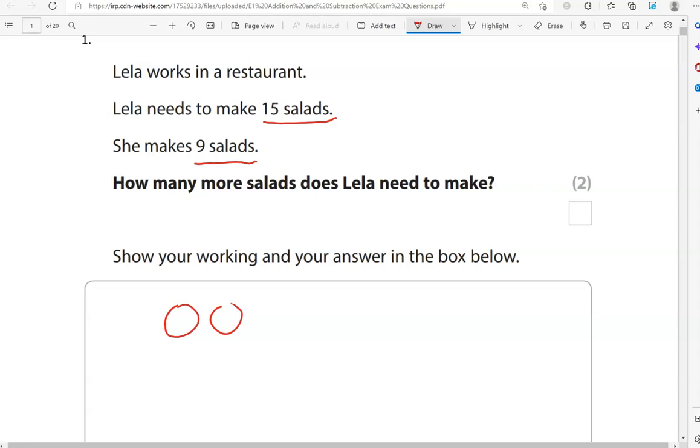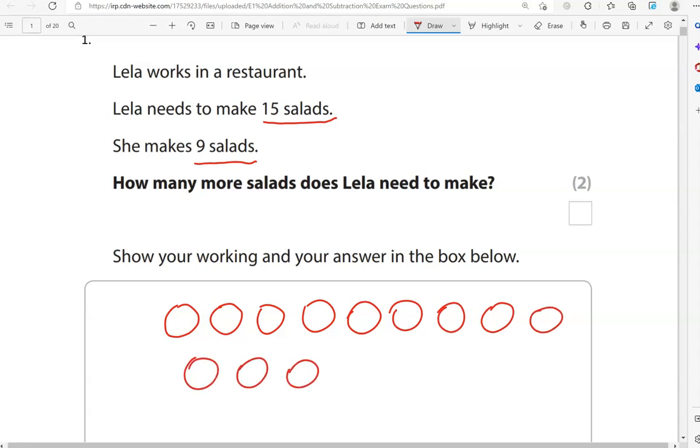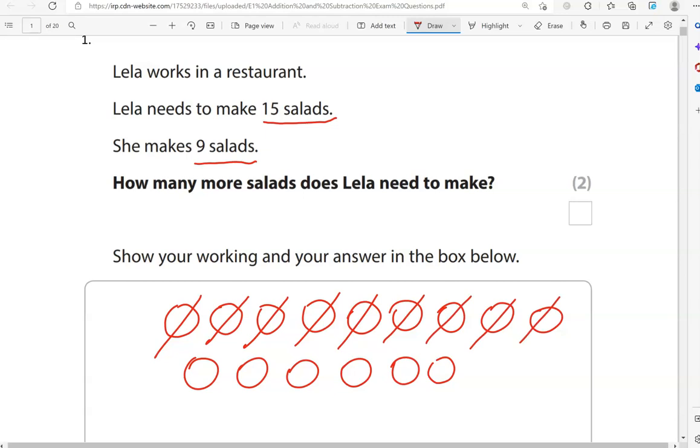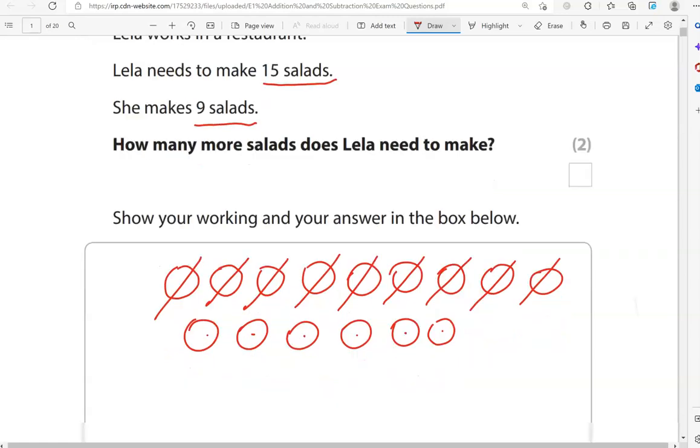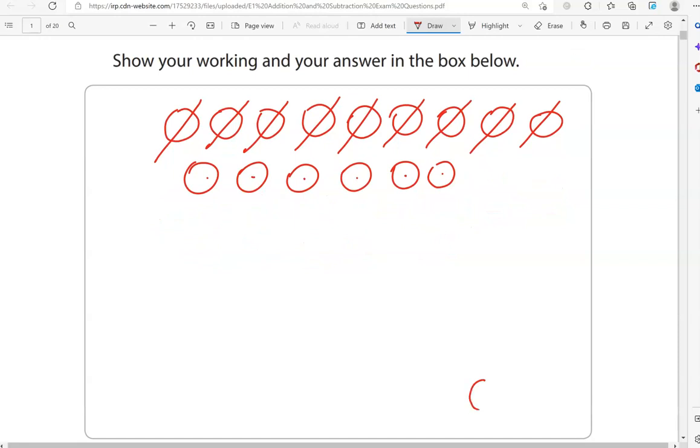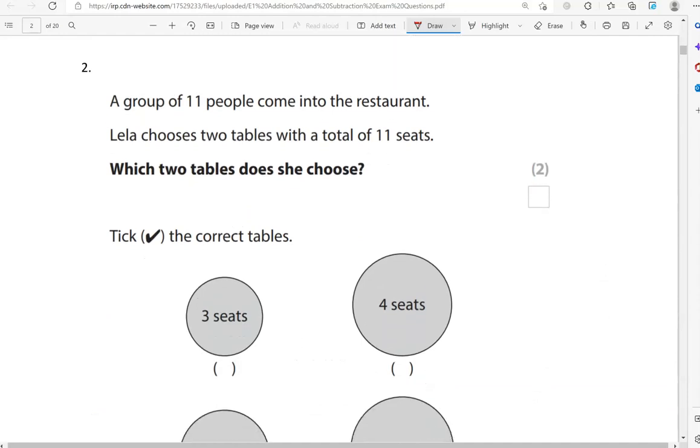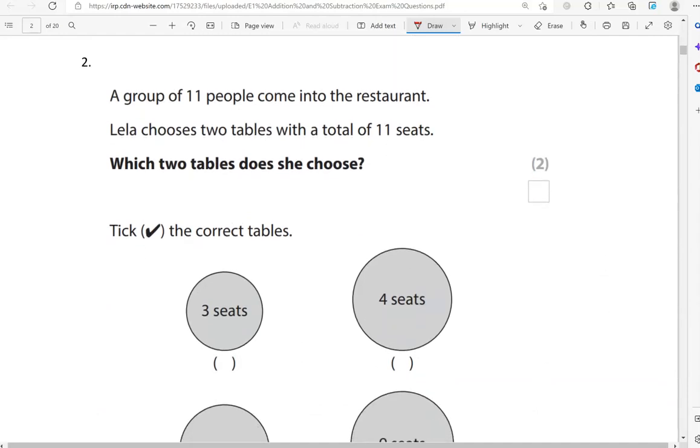So if we have 1, 2, 3, 4, 5, 6, 7, 8, 9, 10, 11, 12, 13, 14, 15, and we take away 9, 1, 2, 3, 4, 5, 6, 7, 8, 9, what we have left is 1, 2, 3, 4, 5, 6. You could use different methods. That was just one of them.